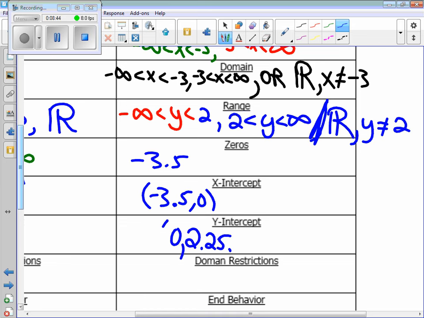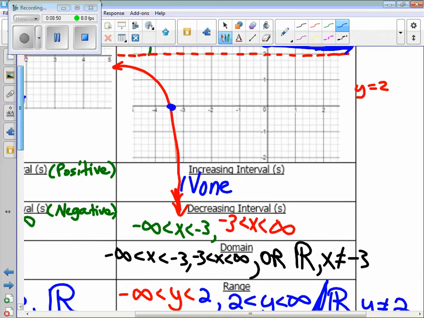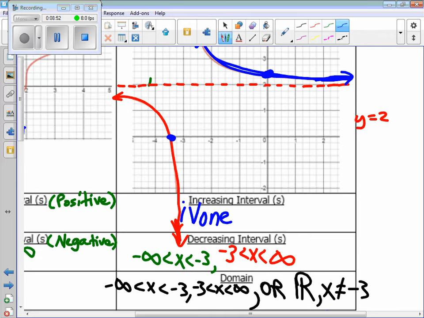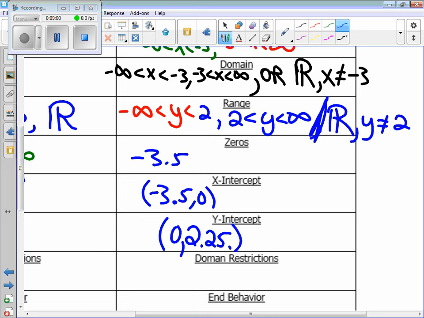The domain restrictions. Now, domain, all real numbers except for this asymptote here. So the domain restriction is at, and we actually have it here too, at negative 3. So domain restriction, x cannot equal negative 3.